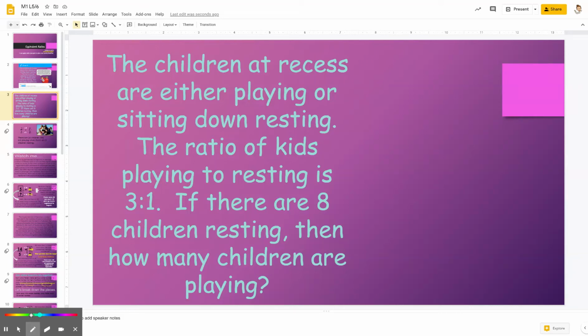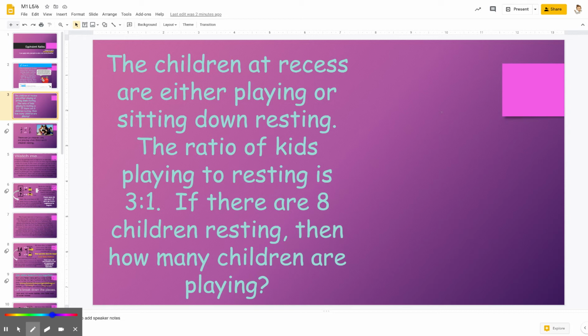Hi guys. Hopefully if you are at the point where you are watching this video, you have already read the story problem and pictured what was happening in the story. So I'm going to read it again and make sure you're getting a visual of what's going on in the story. The children at recess are either playing or sitting down resting.